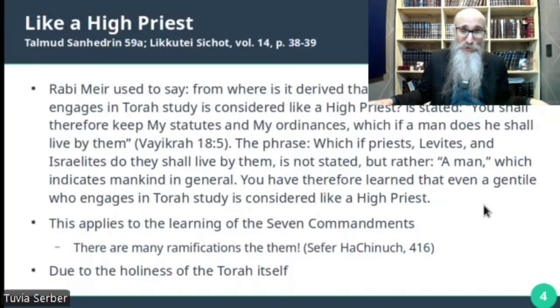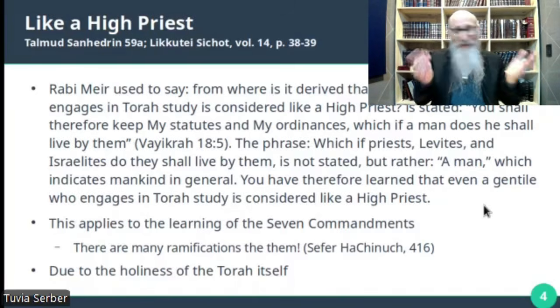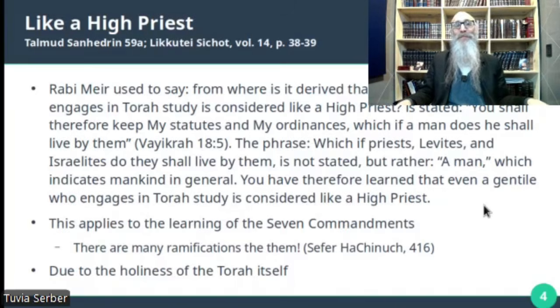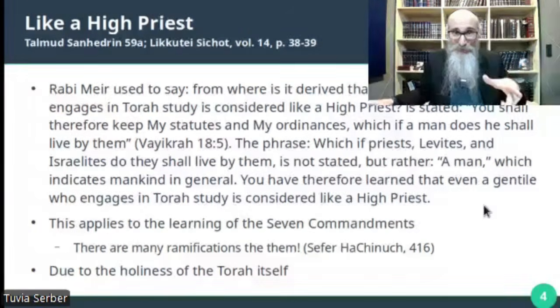So a non-Jew evidently has some relationship with the Torah. Why would a person who is not a high priest, who is not even a priest, and in parentheses, I'm also not a priest, I'm not a Kohen, I'm a regular Jew, so I'm not talking badly about anybody else, but why would a non-Jew who is not a high priest, not a priest, not even a Jew, be like a high priest when he learns Torah?